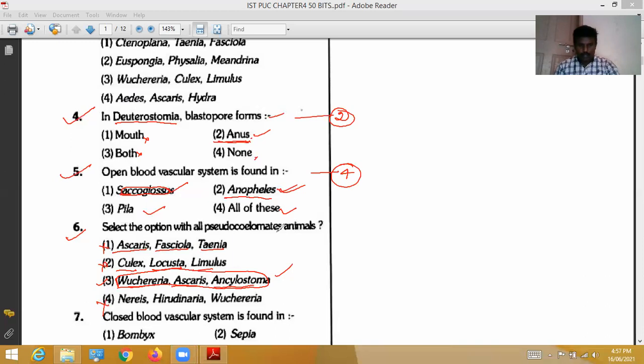The fourth option is also wrong. The correct option is third.